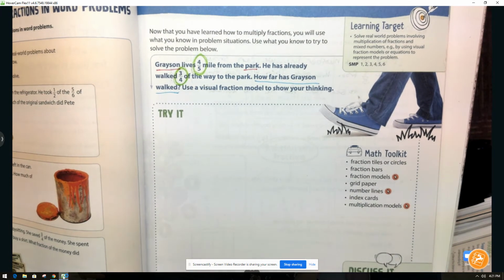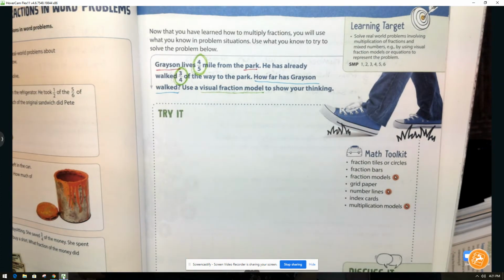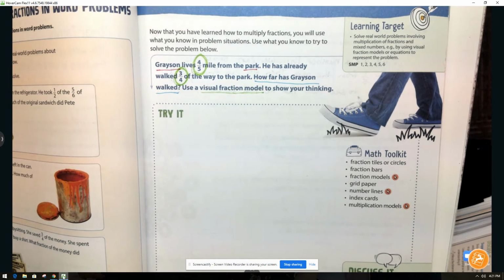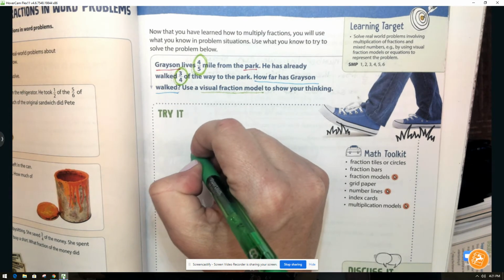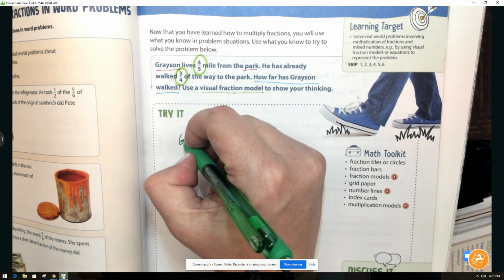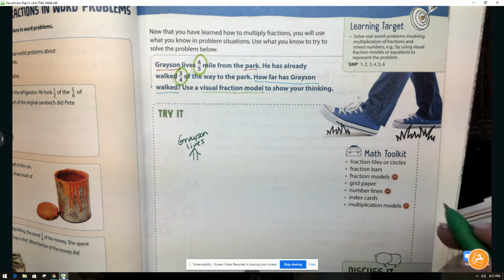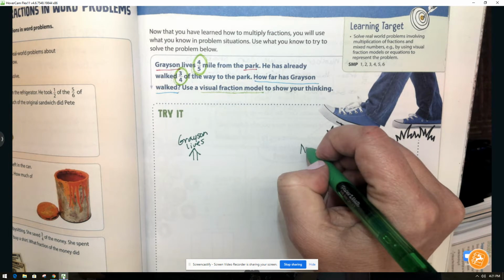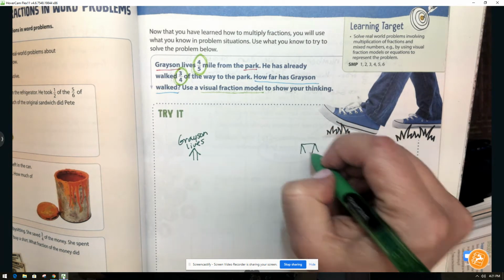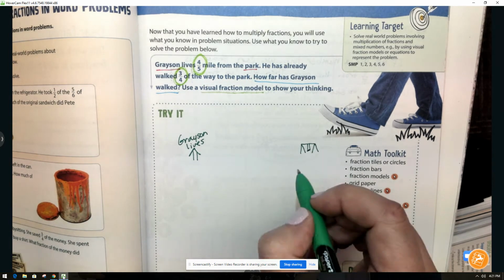So if I were going to use a visual fraction model, I think the best would be to make a quasi number line. So first I'm going to draw this house. In this house here is where Grayson lives. And then over here, we're going to do a little swing set. That's a terrible swing set, but you get the idea. And that swing set is the park.